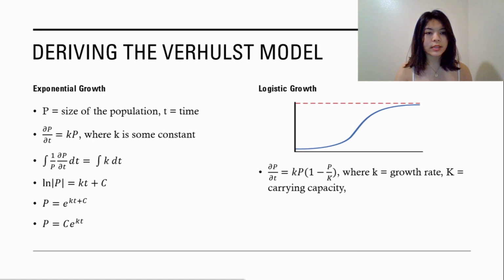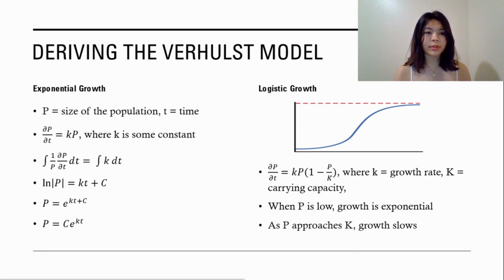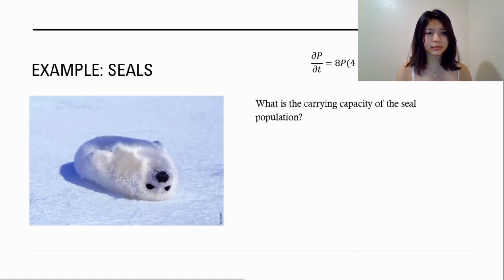This function works because when P is low, let's take 0 for example, 1 minus 0 is just 1, and we're left with kP, which is the exponential growth function. So when P is very low, it's just growing exponentially. When P is nearly at the carrying capacity, nearly at big K, we're left with 1 minus 1, which is just 0, and so the change in population size is 0.